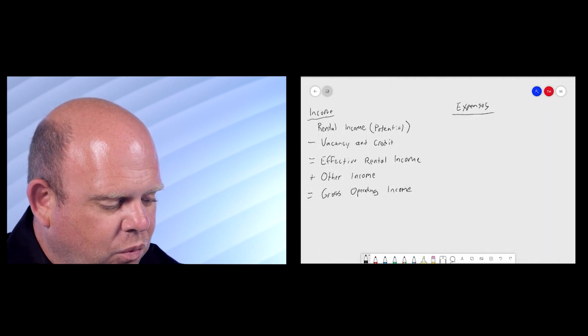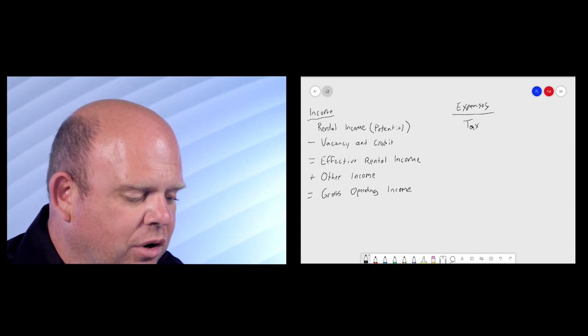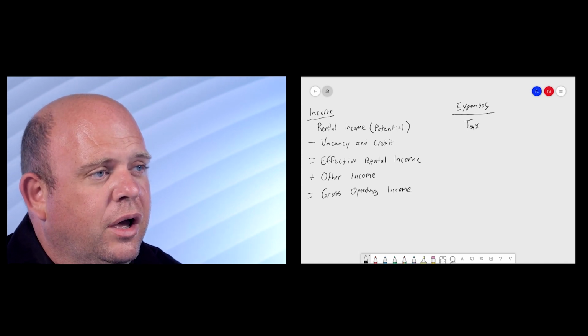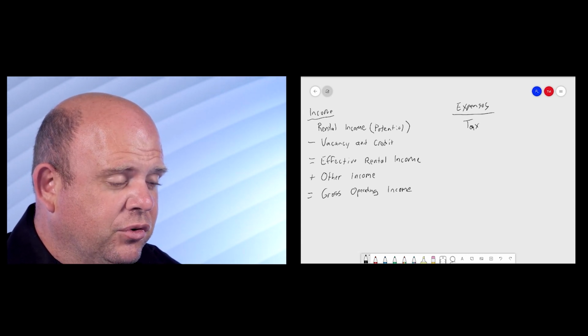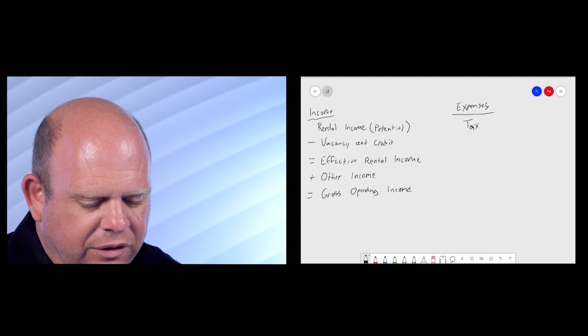So I want to know what my taxes expense is. This could be your property tax. This could be your personal property tax. Sometimes there is that personal property tax, and I would just add them together, or you could break them out on different lines.